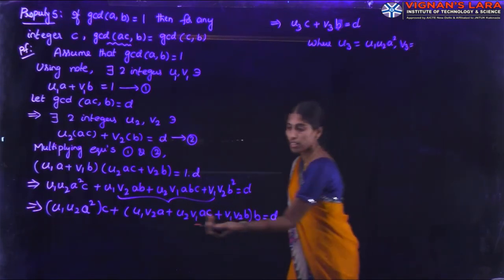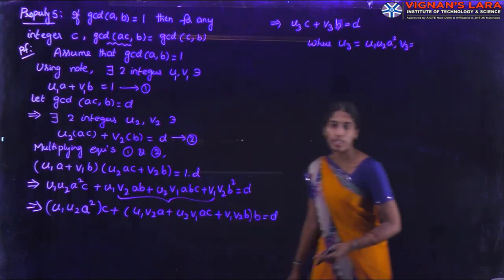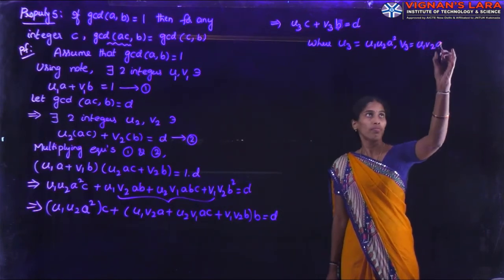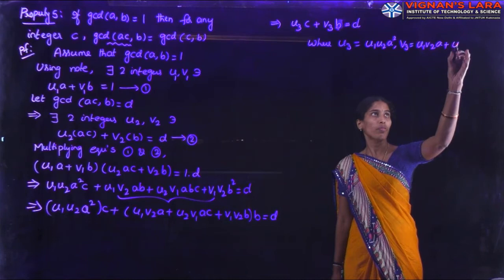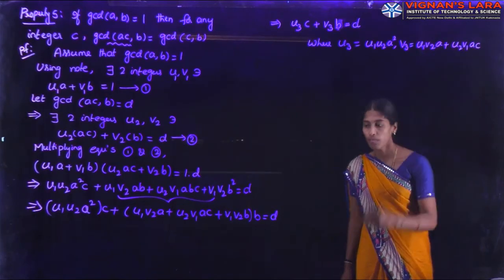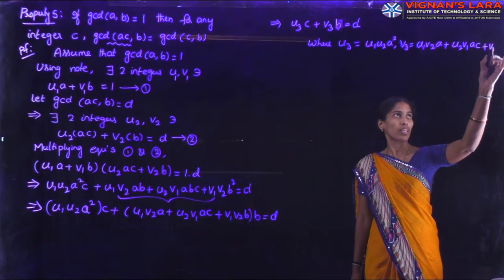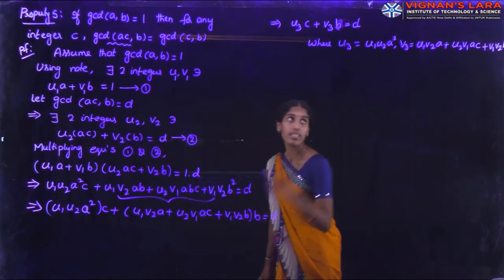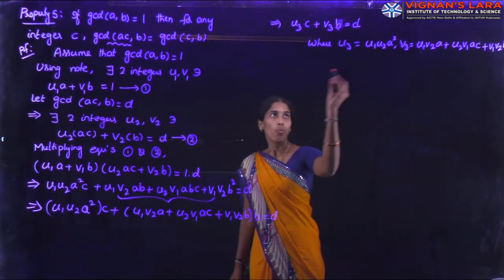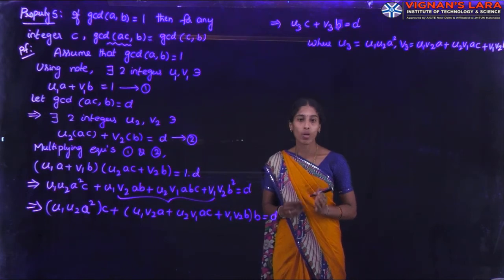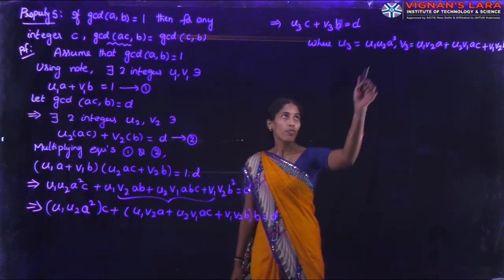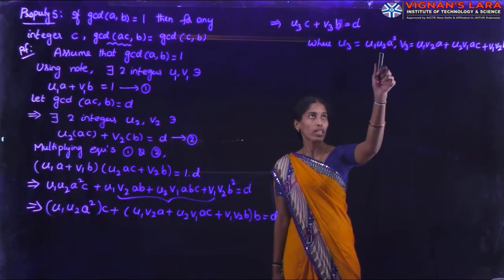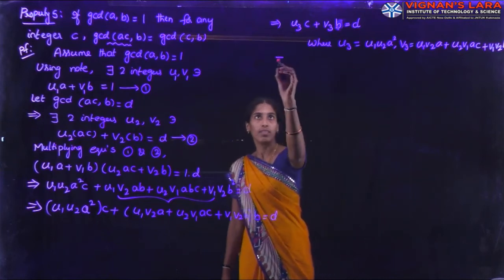v3 is the next term that lies inside the brackets, u1 v2 a plus u2 v1 ac plus v1 v2 b, right? So the term inside these brackets, we take it as some v3. So what about these u3 v3, whether these two are integers or not? Here if you observe, u1 u2 both are integers and a is also an integer. So product is an integer, u3 is an integer.